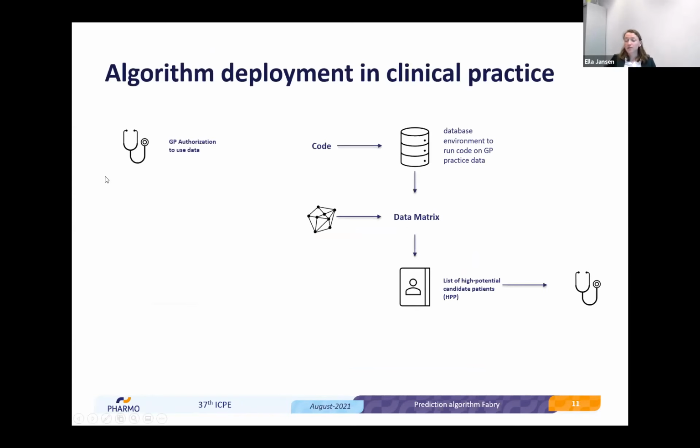In that process, GPs first have to authorize that trusted third party, who has signed a non-disclosure statement, to use the data from their GP practice. Then upon deployment of the algorithm on the data from that GP practice, the GPs will be notified through an online portal whether they have a patient in their catchment area that was marked by the algorithm and that they can invite for further consultation.